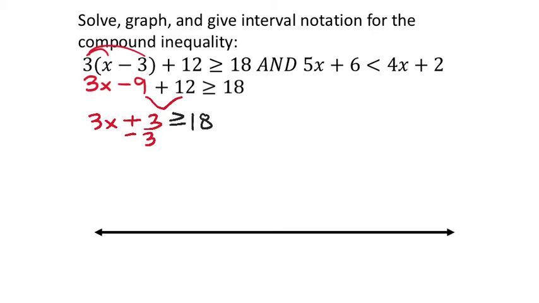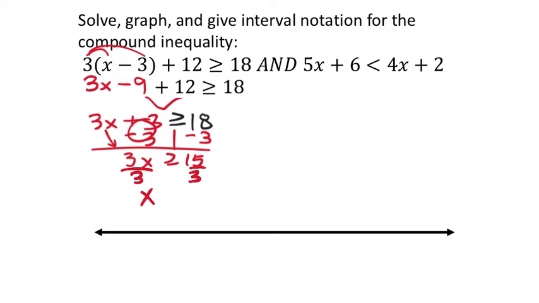So subtract 3 from both sides to zero that out, and drop your 3x greater than or equal to 15. And 15 is a multiple of 3, so it's going to turn out very nice. Divide both sides by 3. x is greater than or equal to 5. Okay, so there's our first one.